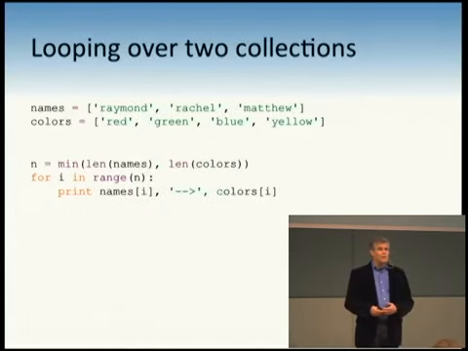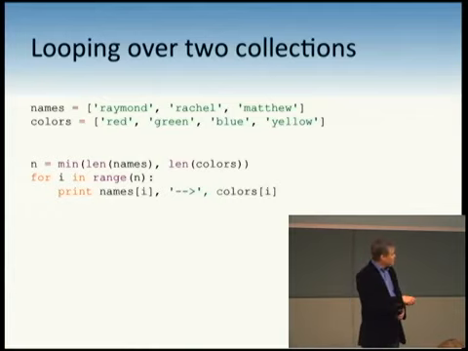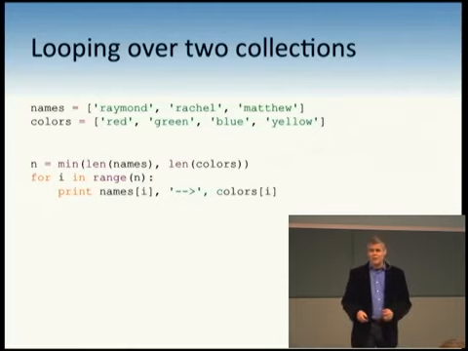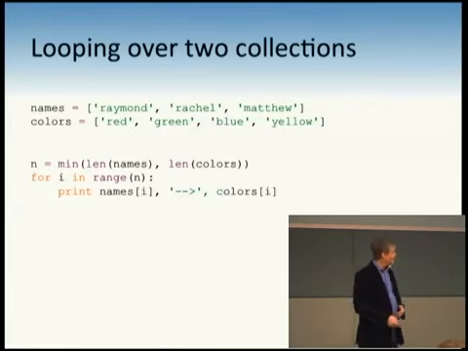How to loop over two collections at once. Every C programmer knows what to do. Take the shorter of the two lists, the minimum of the lengths, loop over the indices, and look up the ith name and the ith color. Why would they do such a thing? Because it works in every other language they've ever learned.